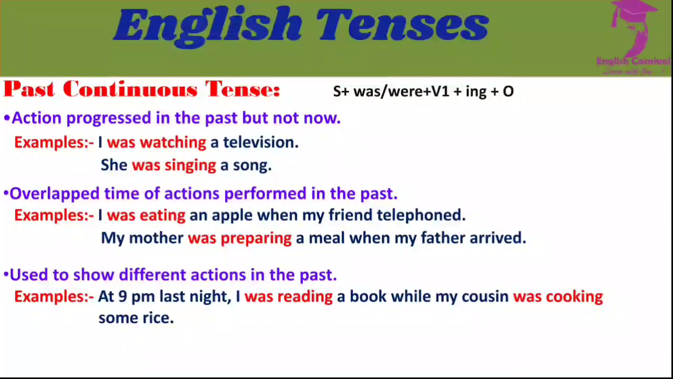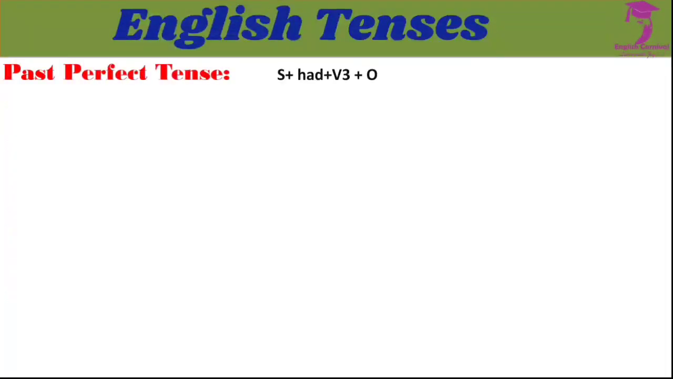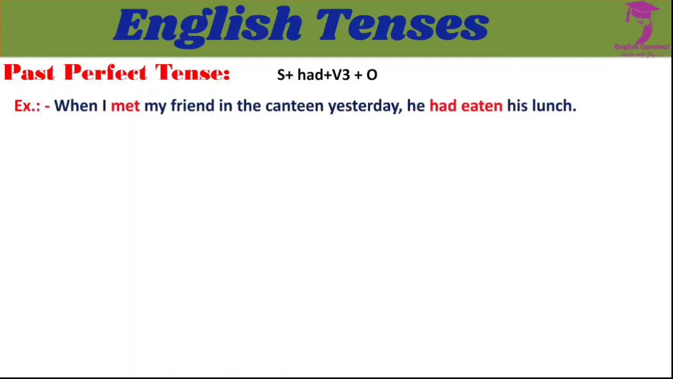Friends, after this, we have the next type or aspect, that is past perfect tense, and the structure of this past perfect tense is subject plus had plus third form of the verb and object. Friends, here the past perfect tense consists of the helping verb, that is had, which is followed by the third form of the verb or V3. We have the example, friends. When I met my friend in the canteen yesterday, he had eaten his lunch.